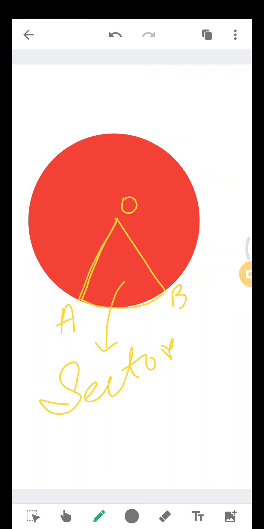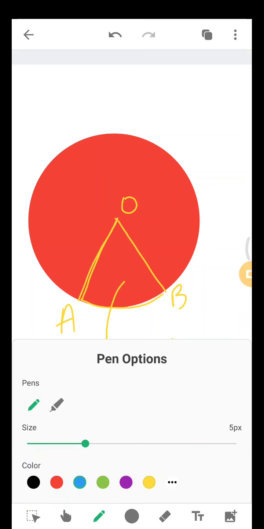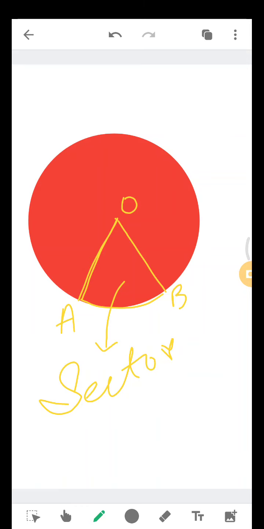This is called minor sector. Which sector is it? Because it's smaller, so I'll call it minor sector. Then what do we call this part? The remaining part of the cake or pizza, that is called major sector.